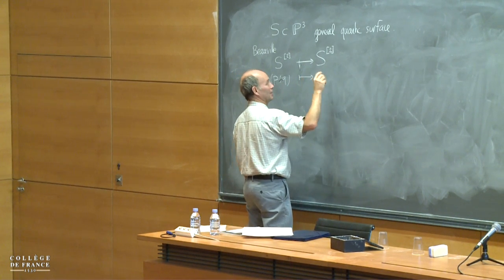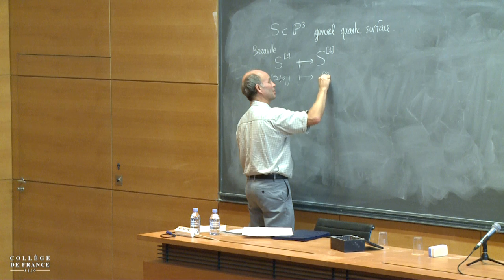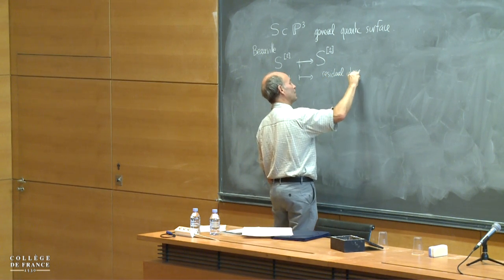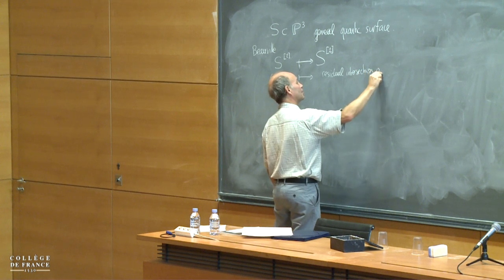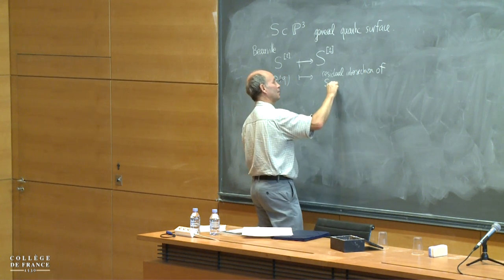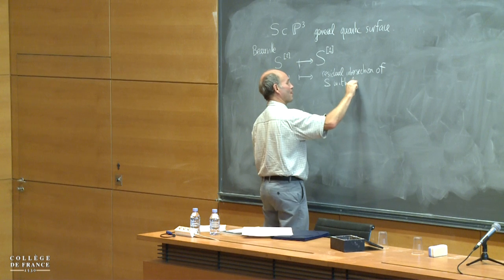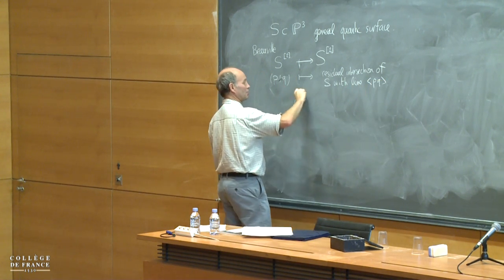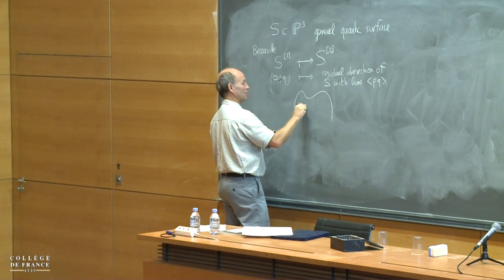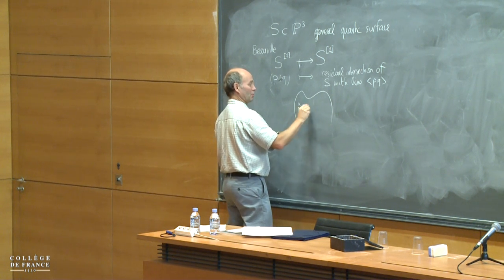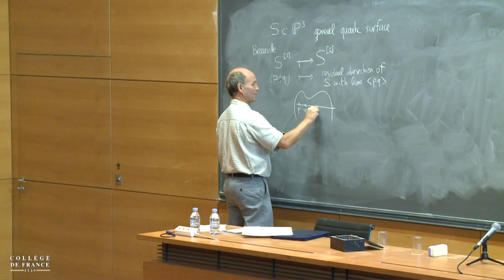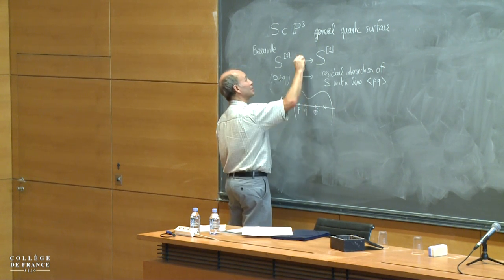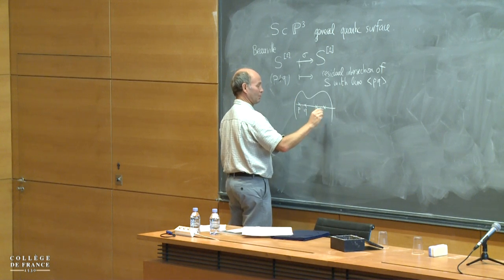so the residual intersection of S with the line PQ. Okay, so you take 2 points, you have S here, and they're on the line. And the other 2 points of intersection, this is, let's say, sigma of PQ.